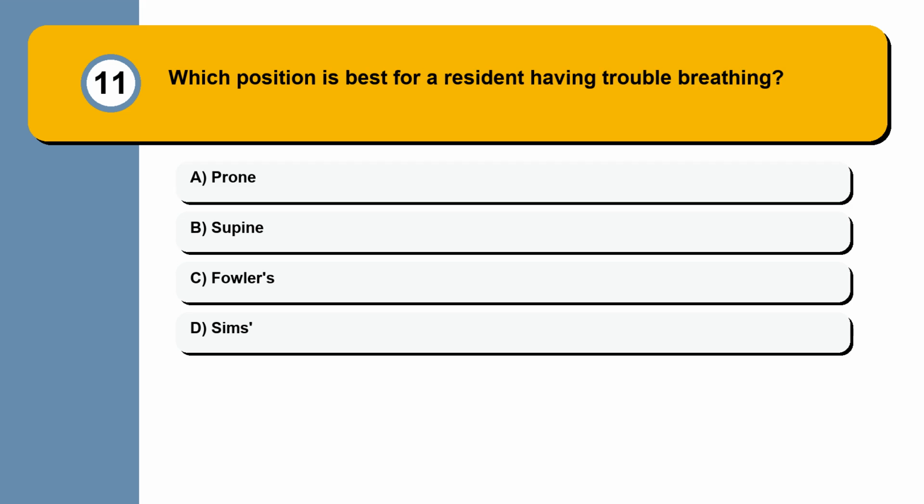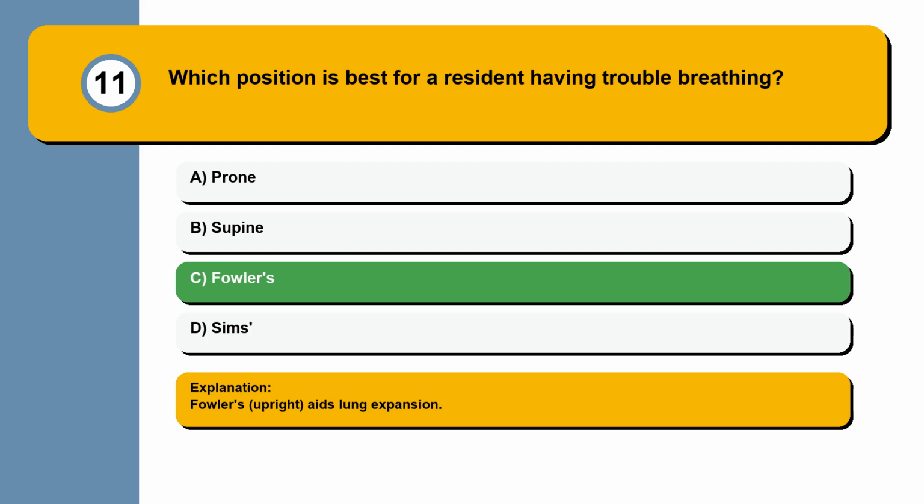Question 11. Which position is best for a resident having trouble breathing? Prone. Supine. Fowler's. Sims. Fowler's, upright, aids lung expansion.